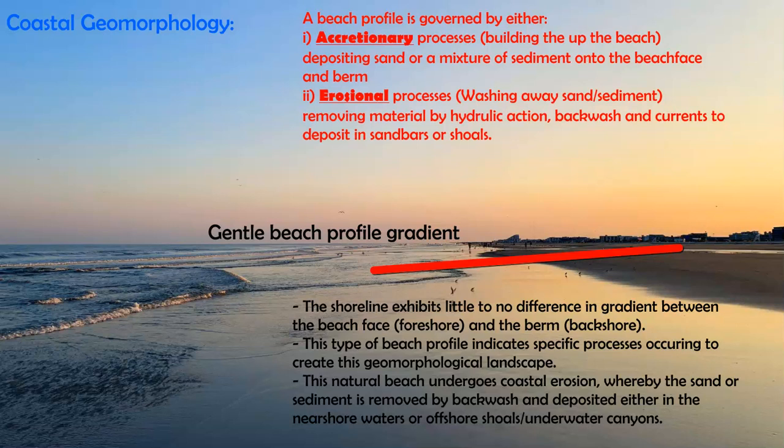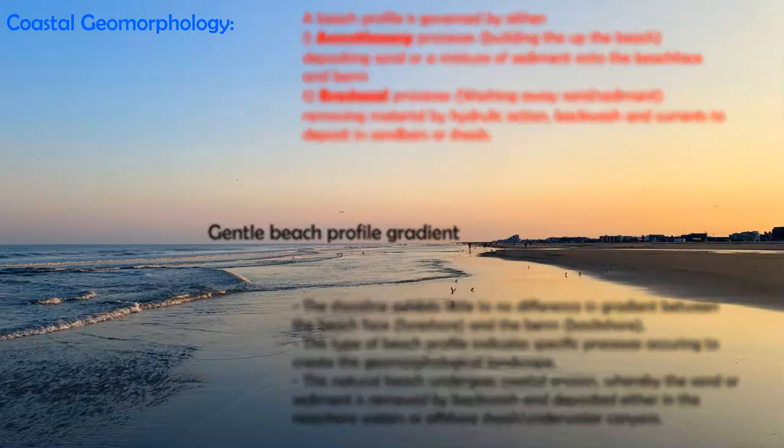Now in this picture of a beach, this is Cape May in New Jersey in USA, this is a very gentle beach face, gradient slope, and the beach berm and the beach face and backshore are pretty much the same gradient, so there's no real change or difference between them.